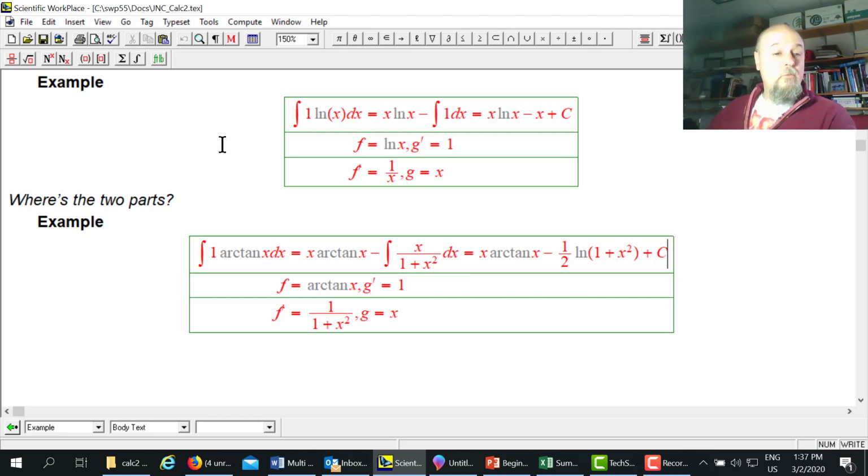These two examples should show you that if I'm trying to integrate something that I can differentiate but I can't integrate, put a 1 in front, and use that as one of the parts. And then that swaps out my old integral for a new integral that I can do.